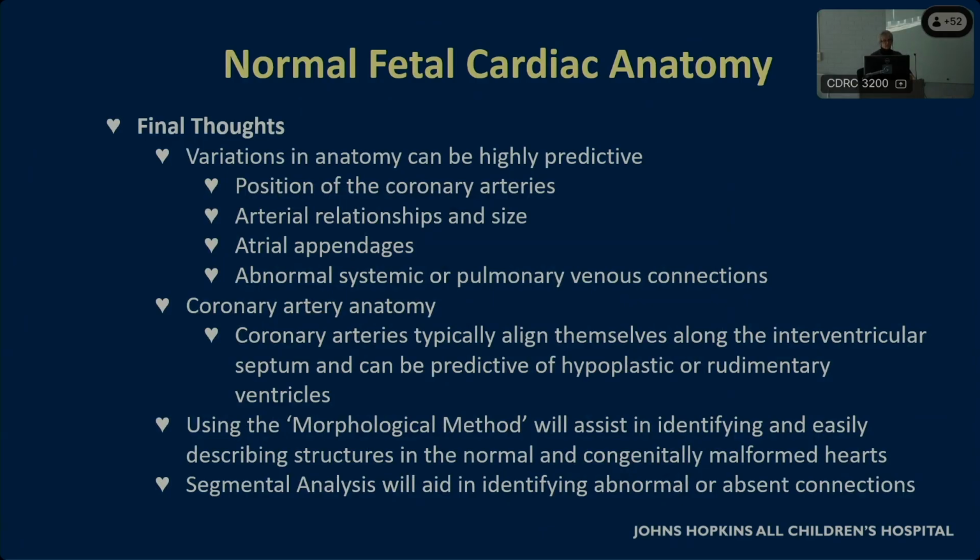Abnormal systemic and pulmonary venous connections can be easily missed. Coronary arteries give us good hints as to what we might be finding in the ventricles. We use the morphologic method and describe all structures, whether normal or congenitally malformed. And sequential segmental analysis helps to identify any abnormal or absent connections.